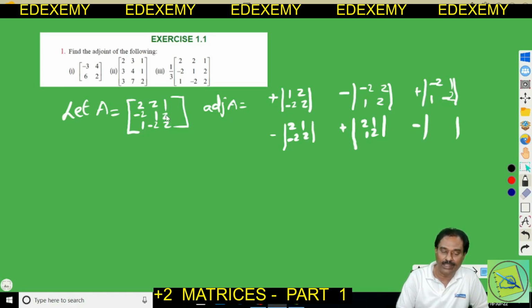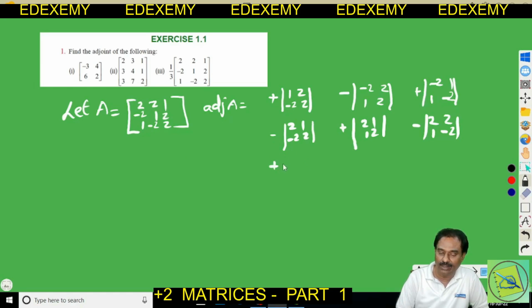Same as the previous problem, we will find the next number. 2 takes the negative value. Don't forget to put the plus or minus sign first. Then you find out the minor determinant. Similarly, we have to do this for all these numbers.